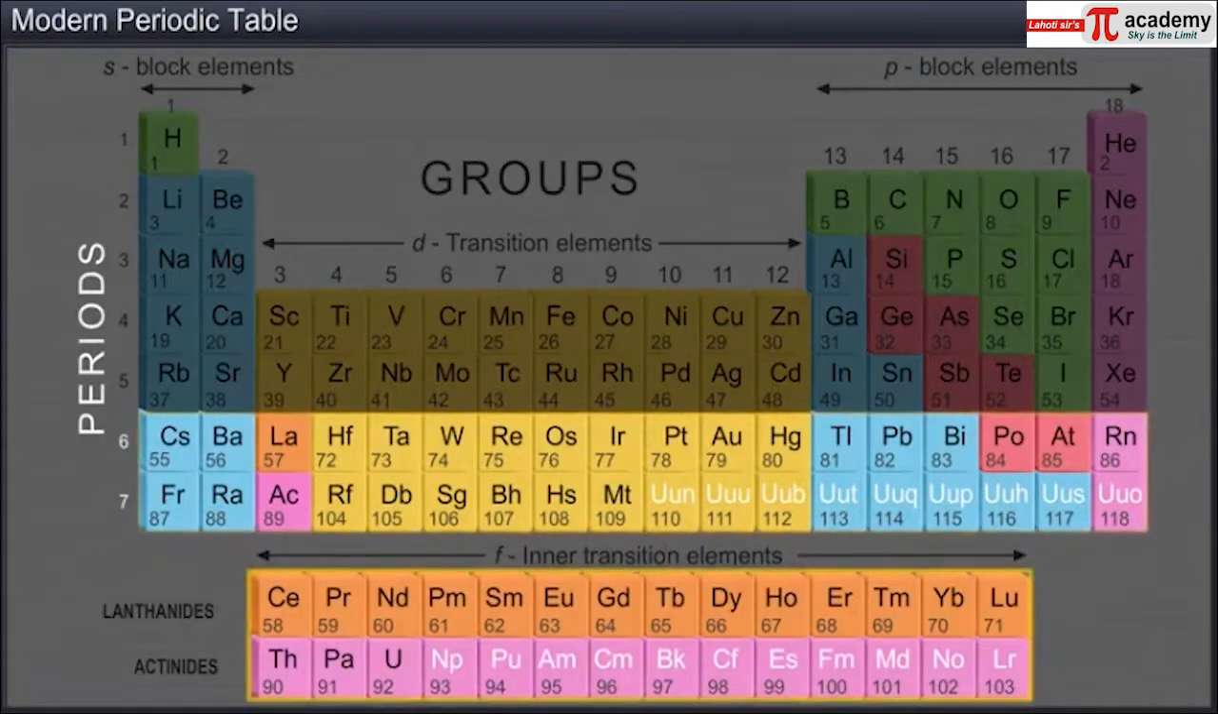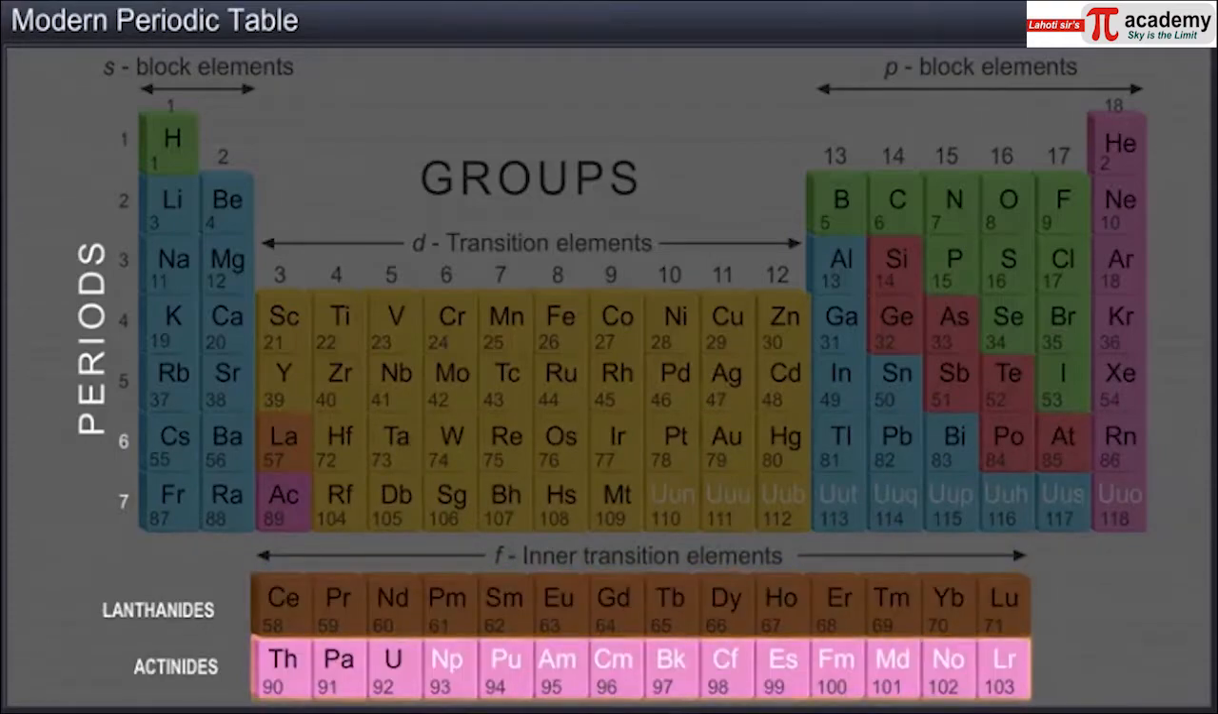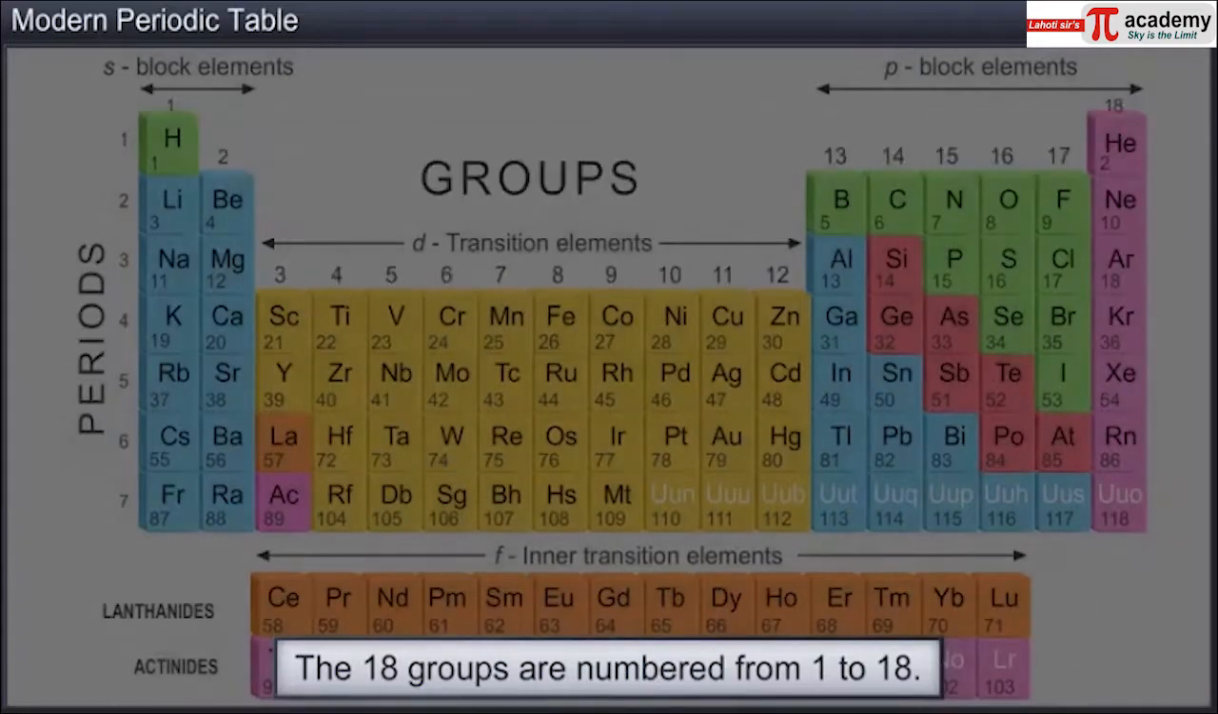Remaining 14 elements of each of these 2 periods are shown in separate panels at the bottom of the table and are referred to as lanthanoids and actinoids respectively. The number of groups total 18 and are numbered from 1 to 18 as per the IUPAC standards.